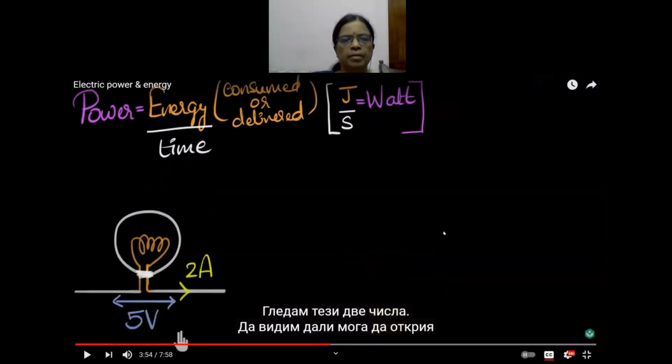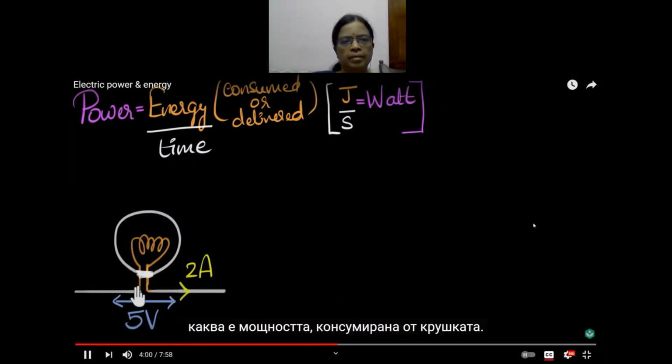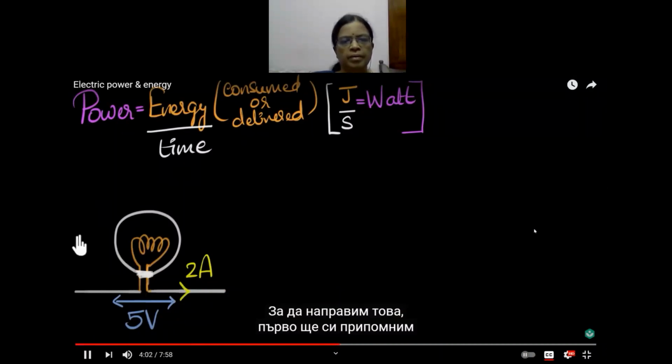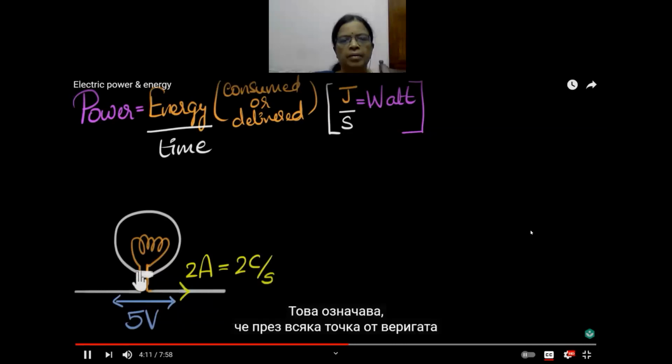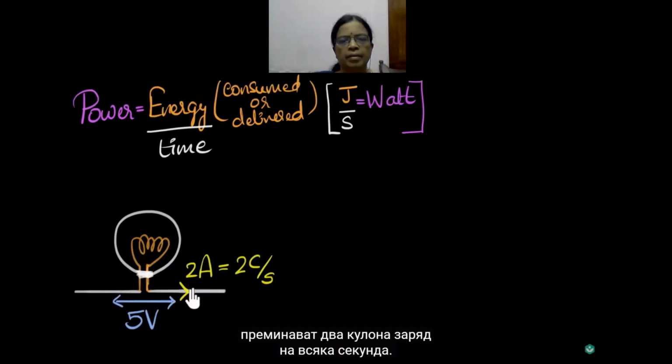Looking at these two numbers, let's see if we can figure out what's the power consumed by this bulb. To do that, we'll first recall what current and voltage means. 2 amperes means 2 coulombs per second. This means through any point in the circuit, 2 coulombs of charge are passing by every second. And what does voltage mean?